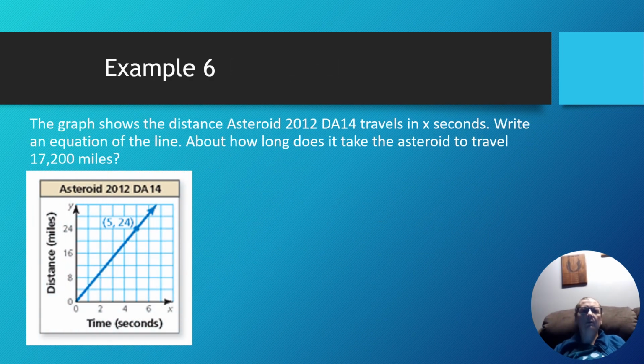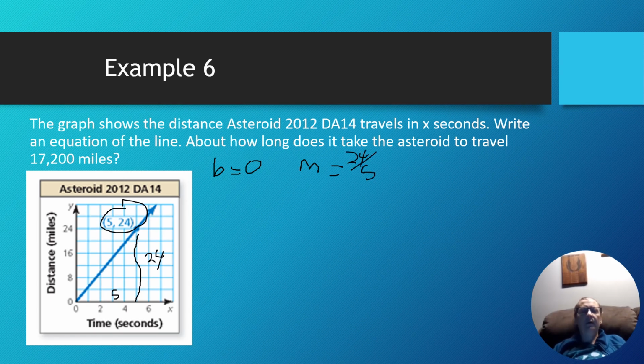All right, in this final problem, we are given kind of a word problem. It says the graph shows the distance a particular asteroid travels in x seconds. Write the equation of the line, and then it asks us a question about it. So in order to write the equation of the line, we need the slope and the intercept. So the intercept, in this case, where it crosses the y-axis, is at 0. My slope is going to be given to me from the point that they gave me. So if I were to draw a line up here, the change in y is 24. The change in x is 5. So it's 24 over 5, which cannot reduce.